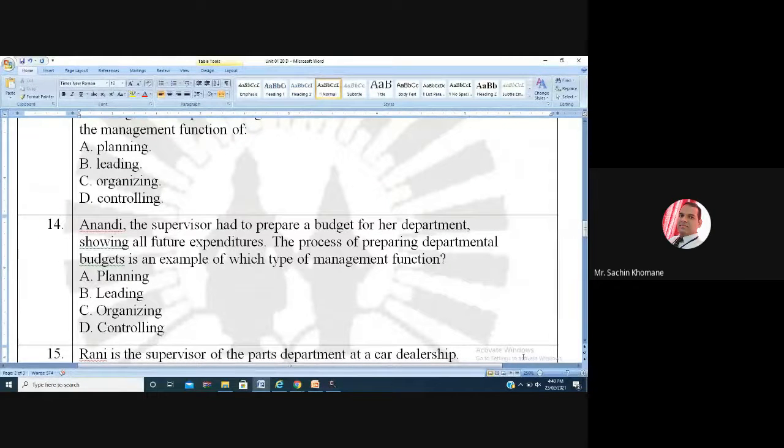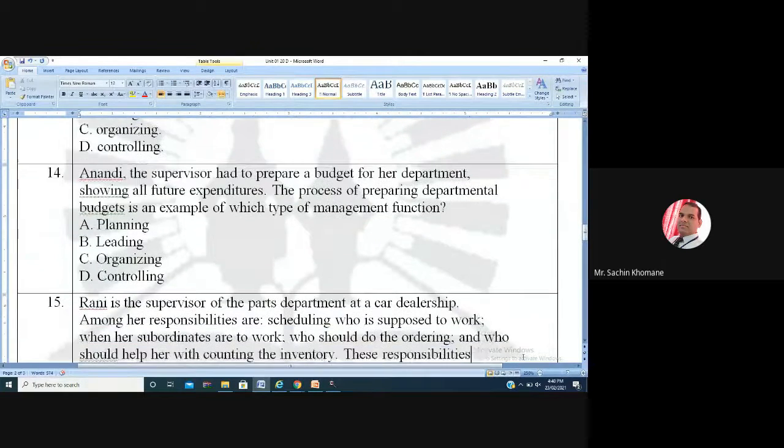So a few minutes back I told you the answer will be planning, because Anandi is a supervisor and she is preparing a budget for showing future expenditure. किती लागणार आहे भविष्यात एक्सपेंडिचर, त्याचं ते बजेट बनवते. So budget also comes under planning, nothing else.